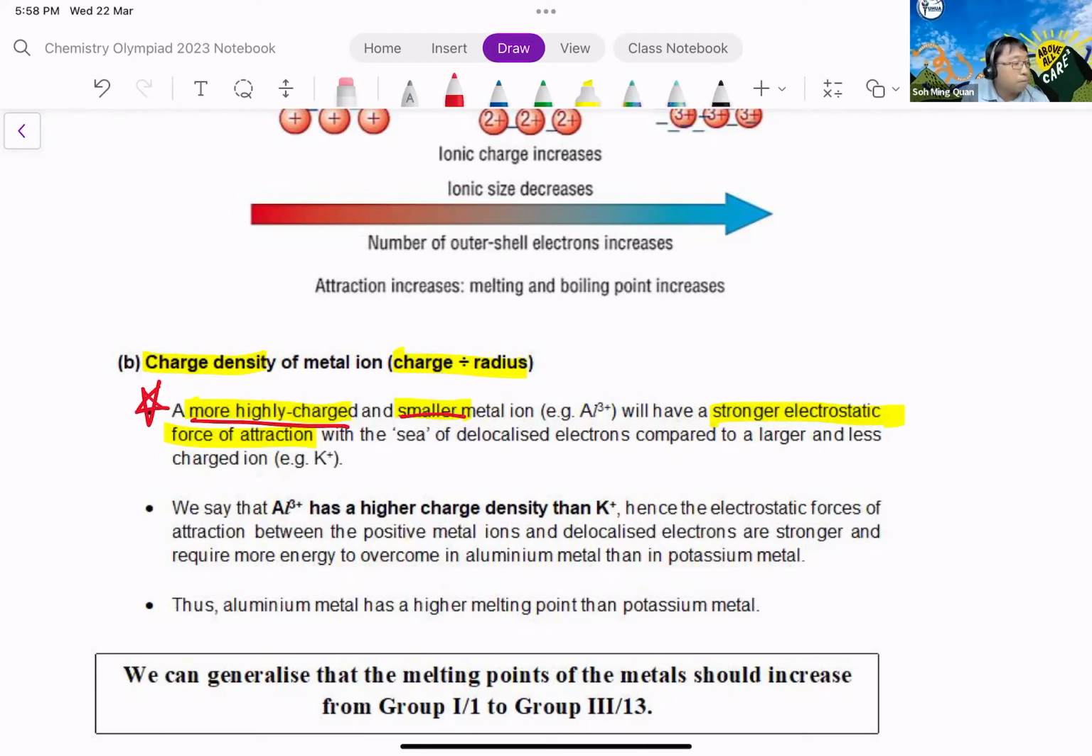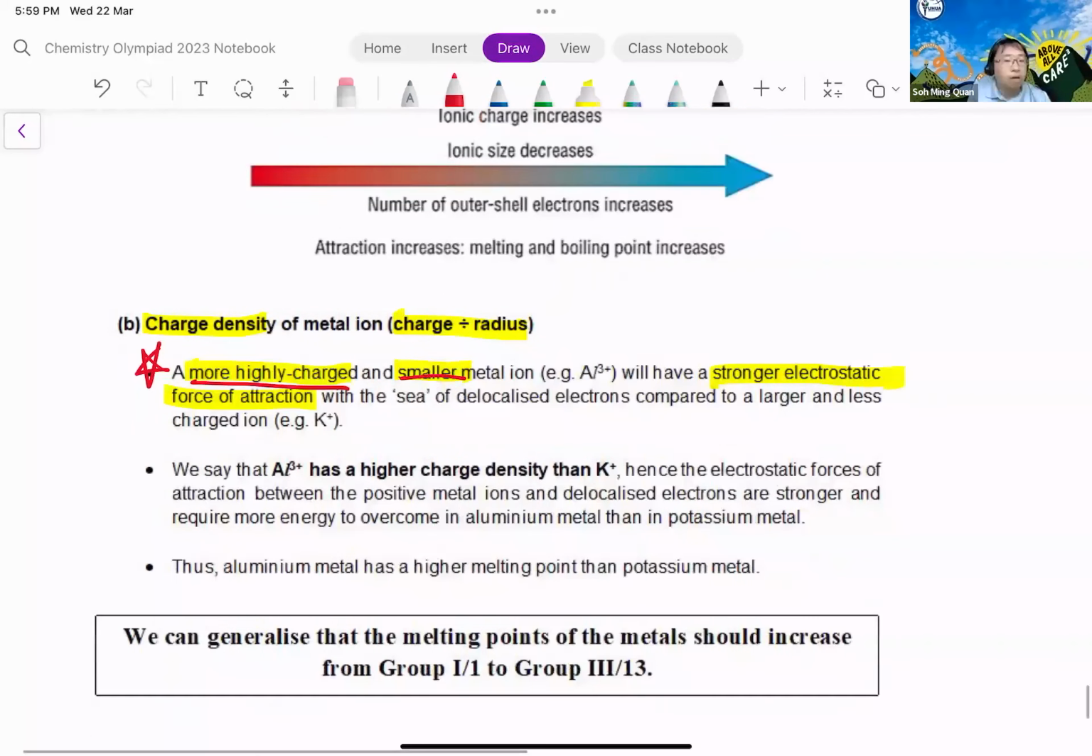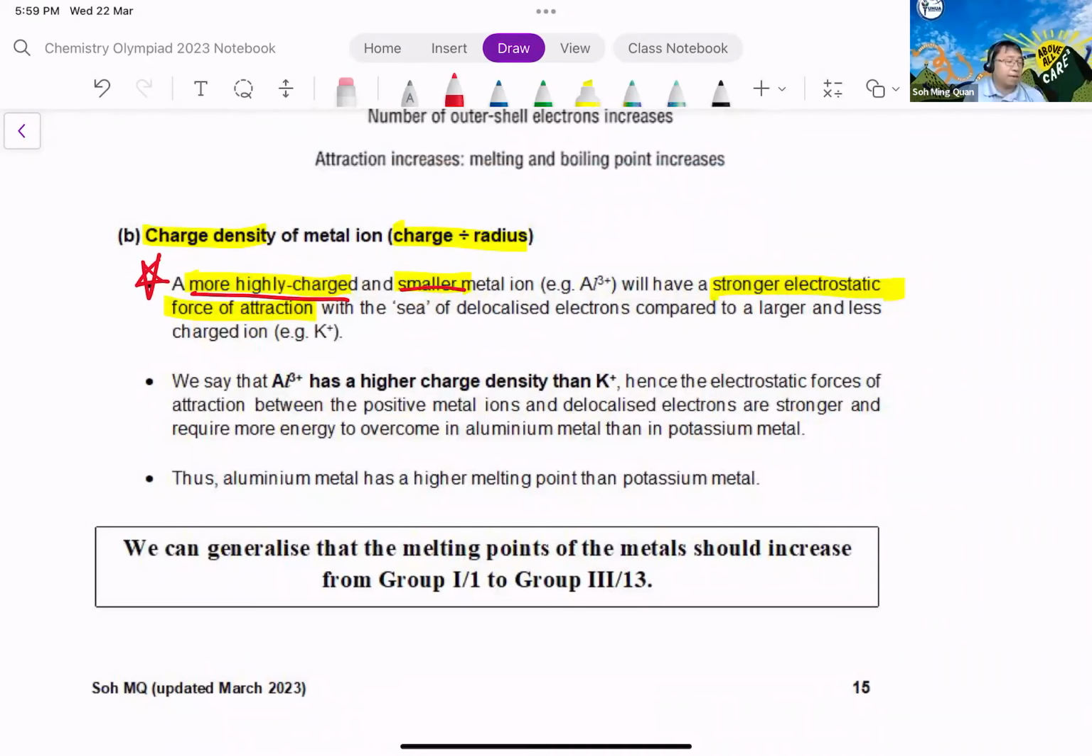All right. So for example, if you have aluminium, which is group 3 or group 13, Al3+ has a higher charge. Definitely, it will have a stronger force of attraction. And that's why aluminium metal has a higher melting point than other metals like potassium, because potassium is K+. All right. So we can easily generalize the melting points of metals increase from group 1 all the way to group 3 or group 13.